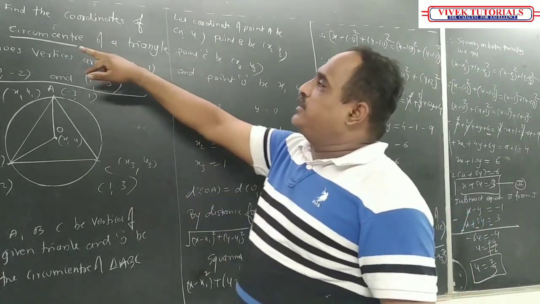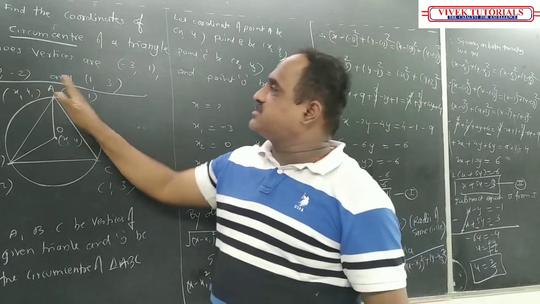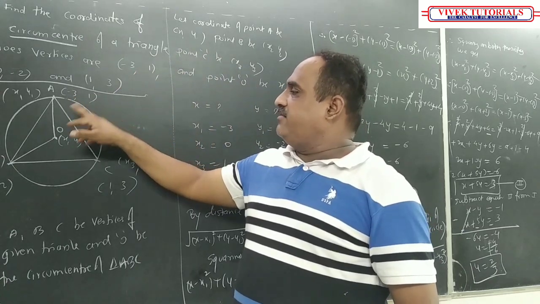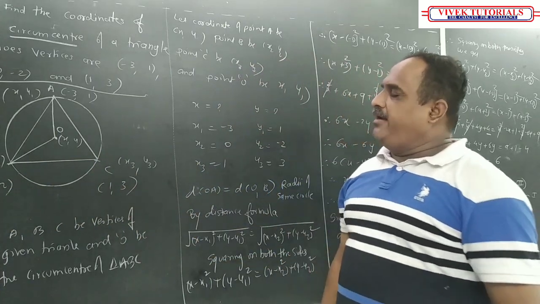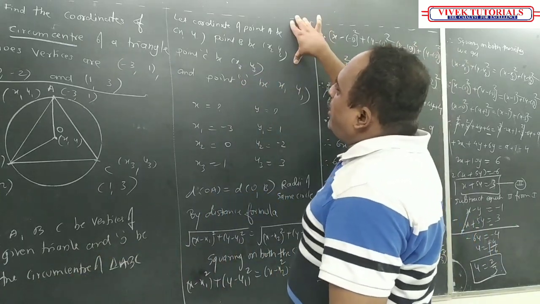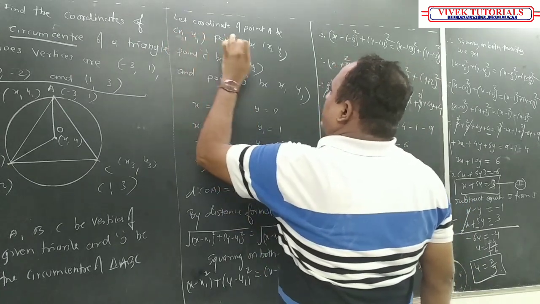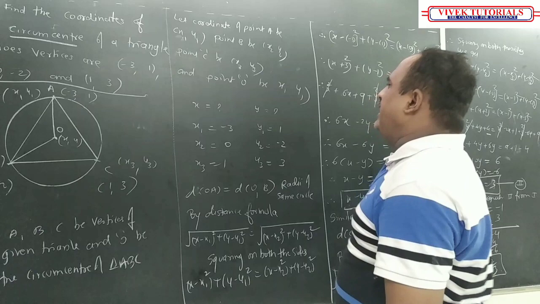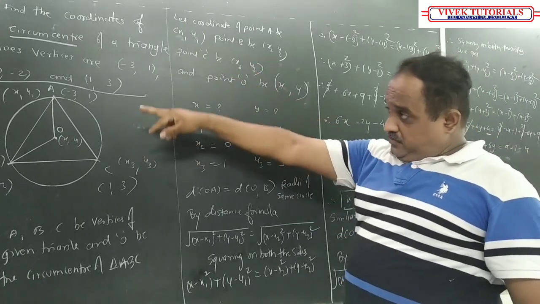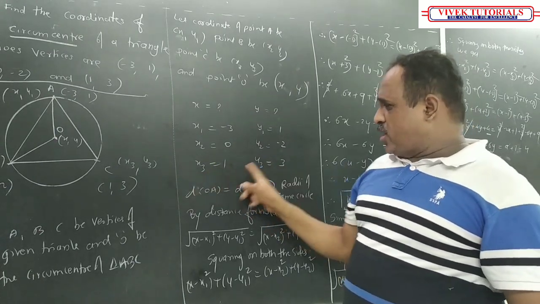What is the question? Find the quadrant of the circumcenter. Circumcenter is the center of the circumcircle, and circumcircle is a circle which passes through all the vertices of a triangle. Correct? And the coordinates of the vertices are given: minus 3, minus 2; 0, minus 2; and 1, 3. So what I did, I have taken ABC as the vertices of the given triangle and O is the circumcenter of triangle ABC. So coordinate of point A is x1, y1, B is x2, y2, C is x3, y3, and coordinate of point O is x, y. So we have to find out x and y, where A is minus 3, minus 2, B is 0, minus 2, and C is 1, 3.